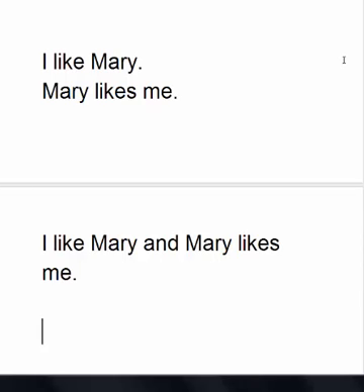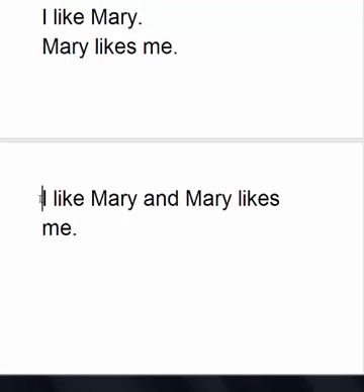That is, think about it in terms of truth conditions. These two propositions up here have different truth conditions than this single proposition right here. I like Mary is true if indeed, in reality, I like Mary. Mary likes me is true if indeed, in reality, Mary likes me. Whereas the conjunction, I like Mary and Mary likes me, is only true when both are true. If either one of these elements is false, then the proposition as a whole is false. I don't think that's really very complicated, is it?